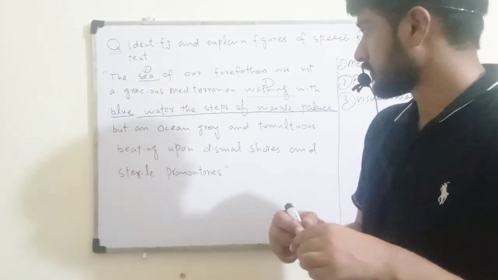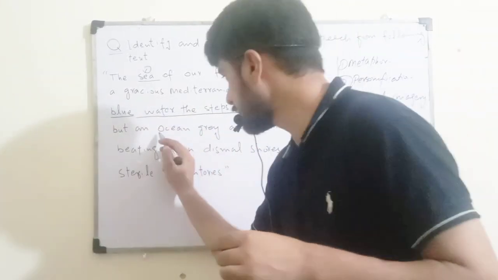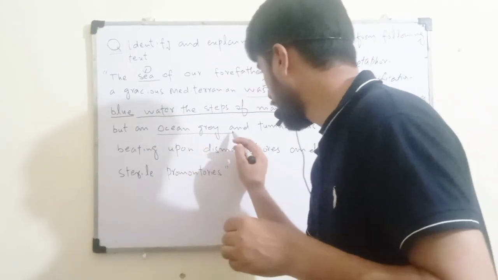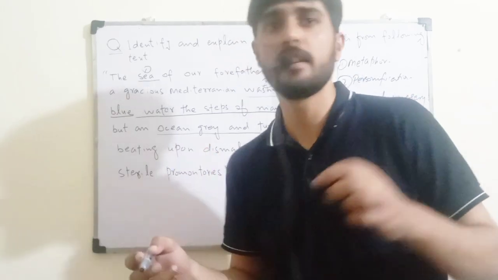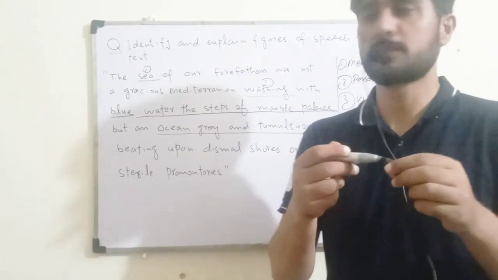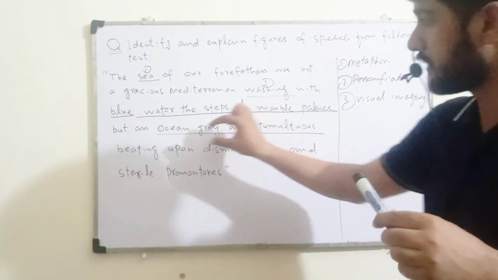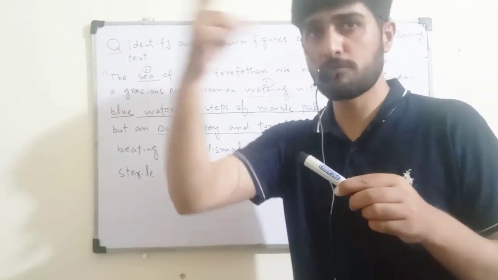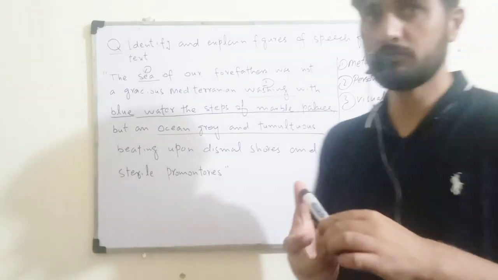But an ocean grey and tumultuous. Again ocean, grey ocean and tumultuous. This is again a vivid picture in this line, and the writer explained this as visual imagery. So again here visual imagery is repeated. Ocean grey, this is a visual imagery.